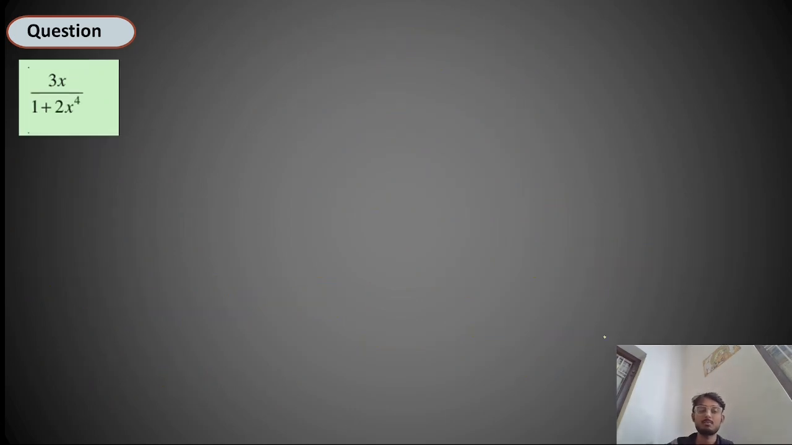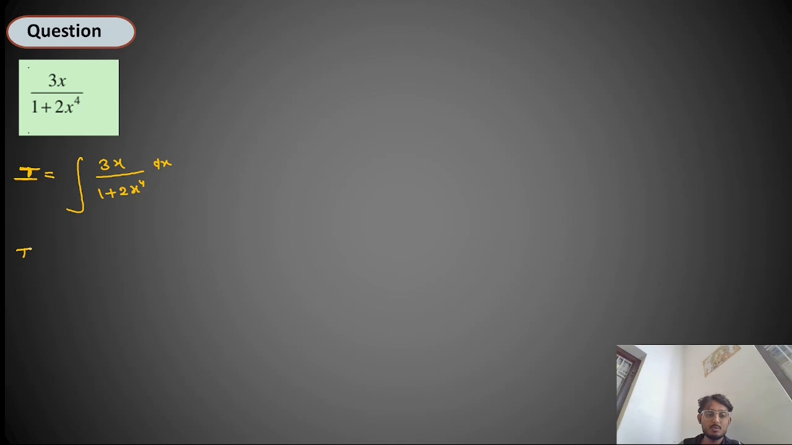Let's move on. Next example, 3x upon 1 plus 2x raised to power 4. How can you solve this question? Right, I equal to 3x upon 1 plus 2x raised to power 4 dx.